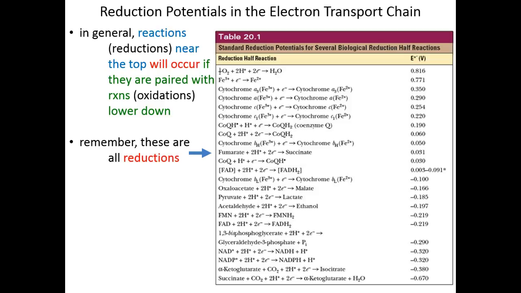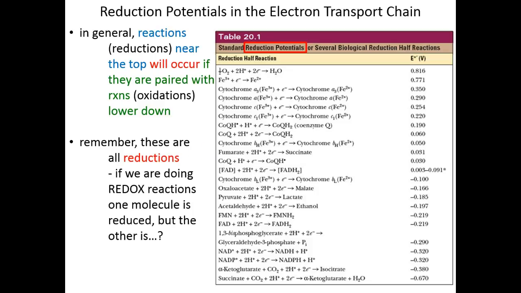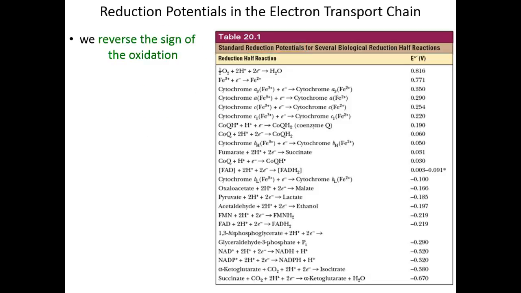So keep that in mind always when you're looking at these tables. These are reductions and only reductions. If we're doing redox reactions and one thing is reduced, the other needs to be oxidized, and so that means we have to flip the other reaction from right to left. Also, if we have these values listed here, if we're flipping these reactions in order to create oxidations, we have to flip the value as well. In other words, we have to change its sign. So these reduction values have their signs switched if we're considering the oxidation form.